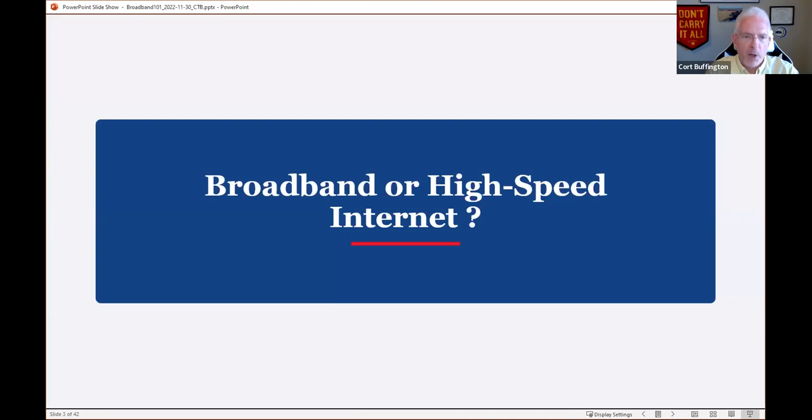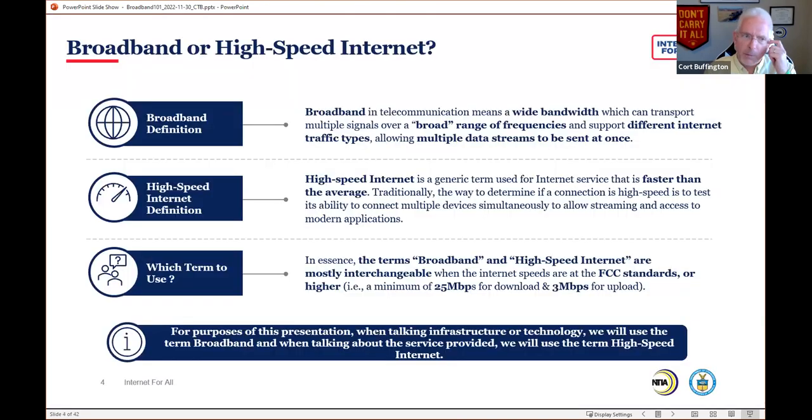So big question here, broadband or high-speed internet? We hear both of these terms used pretty frequently. So broadband definition, in telecommunications, it means wide bandwidth that can transport multiple signals over a broad range of frequencies simultaneously and support different internet traffic types. Kind of a way to look at this is a connection that is broadband is a connection that can support multiple different data streams at the same time, effectively.